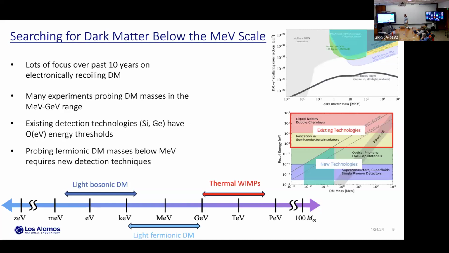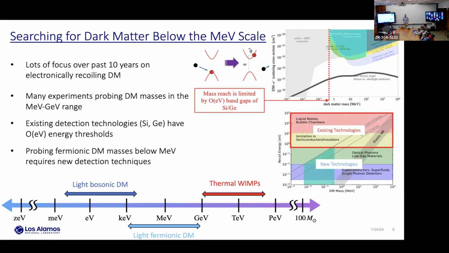So over the last 10 years, this is what people have been doing. There's been a lot of focus on these electronic recoiling models. Many experiments are probing this mega-electron volt to giga-electron volt mass range, right in here. And you'll notice on these limit curves that they're improving, they get to a point, and then all of a sudden they completely drop off with a vertical line right here.